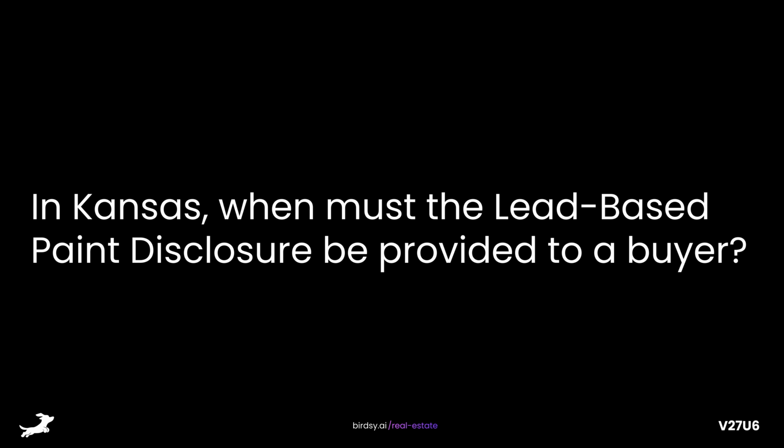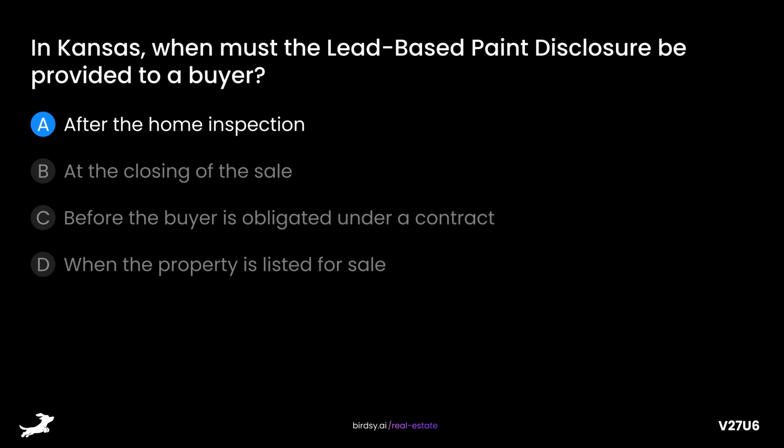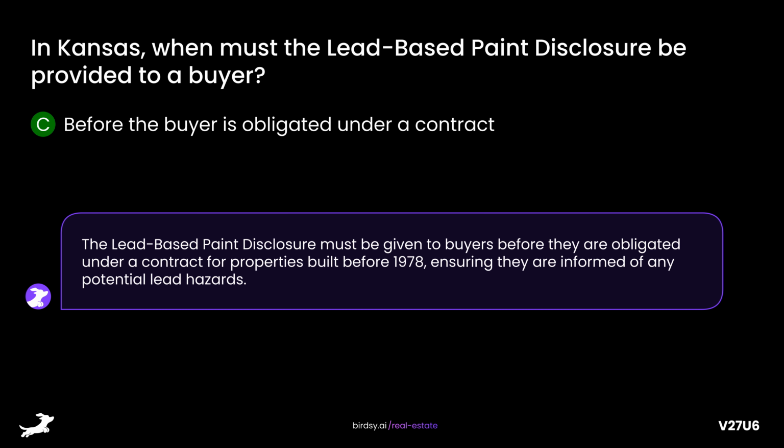In Kansas, when must the lead-based paint disclosure be provided to a buyer? Is it A, after the home inspection, B, at the closing of the sale, C, before the buyer is obligated under a contract, or D, when the property is listed for sale? The answer is C, before the buyer is obligated under a contract. The lead-based paint disclosure must be given to buyers before they are obligated under a contract for properties built before 1978, ensuring they are informed of any potential lead hazards.